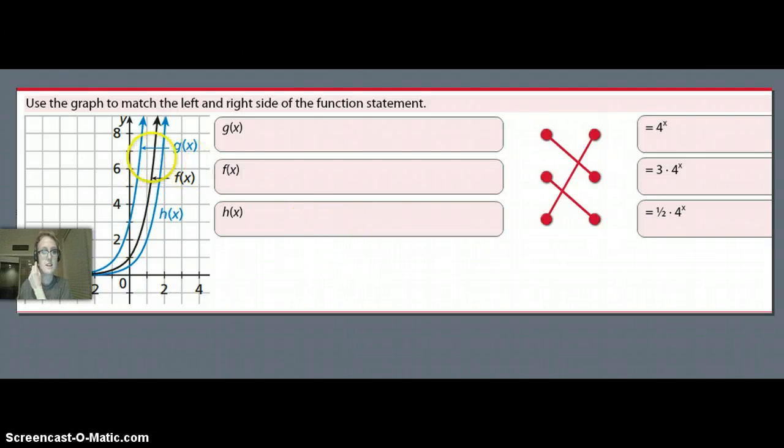Okay, our task here is to match each of these three functions, 4 to the x, 3 times 4 to the x, and 1/2 times 4 to the x, with their pictures on the left. We have to figure out which function goes with which picture. We know that every function or equation has its very own picture.